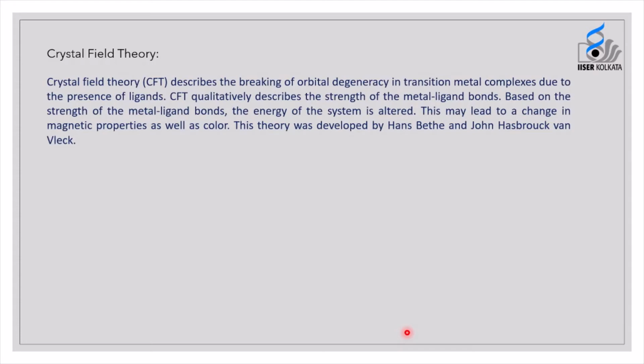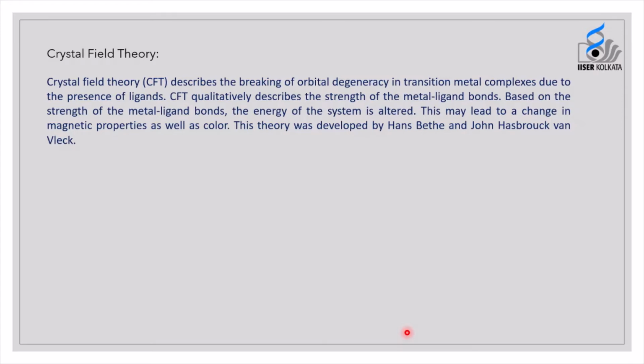The crystal field theory describes the breaking of orbital degeneracy in transition metal complexes due to the presence of ligands. So what happens actually when ligands are there in the molecule, the degeneracy of the d orbitals starts breaking. When a ligand approaches the metal, a bond is going to be formed.